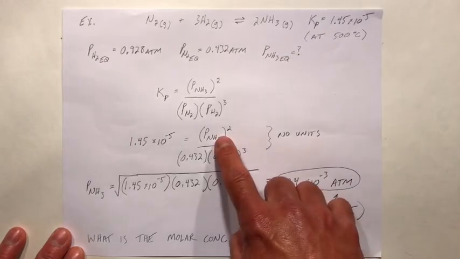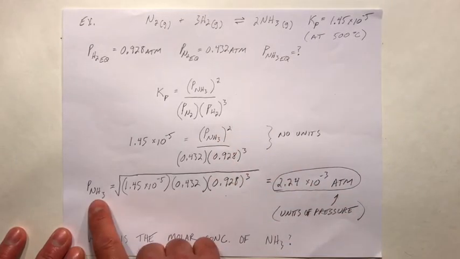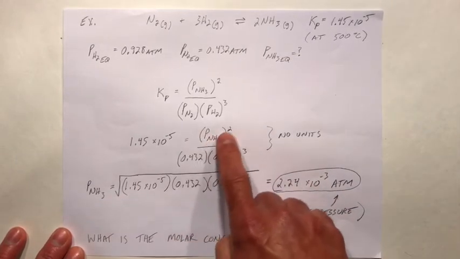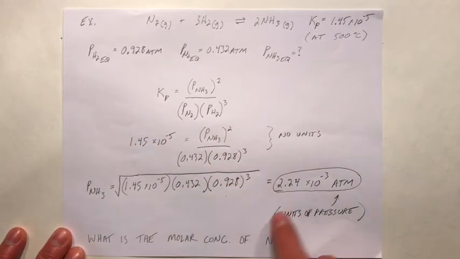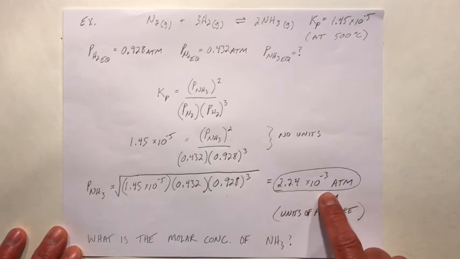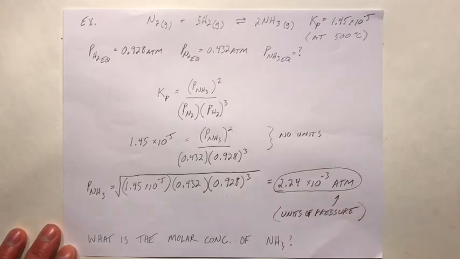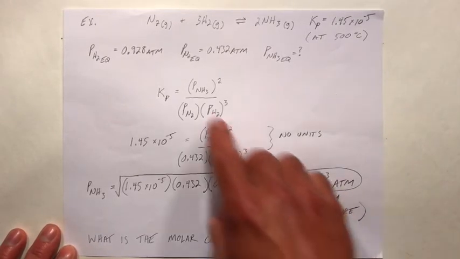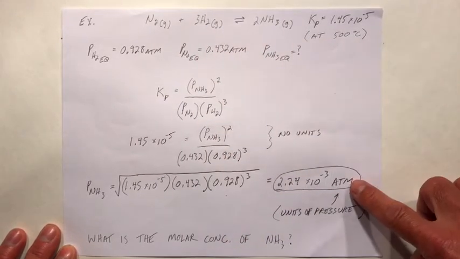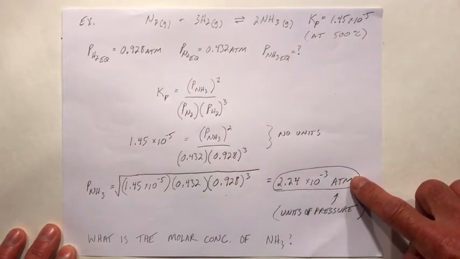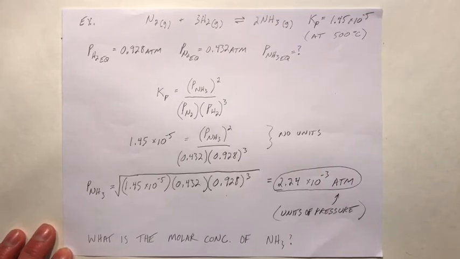So to solve for the pressure of NH3, we do our algebra. Because that's a square value, we have to move these values over here and then take the square root of both sides. It calculates out to be 2.24 times 10 to the negative third atmospheres. Now, since we have atmospheres for our other pressure units, we know that this pressure must be in atmospheres, so we have to make sure that we insert that unit there.